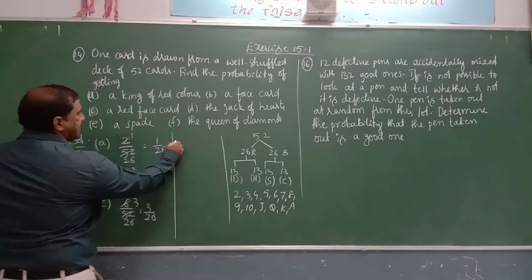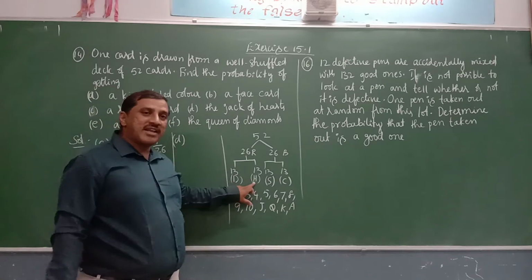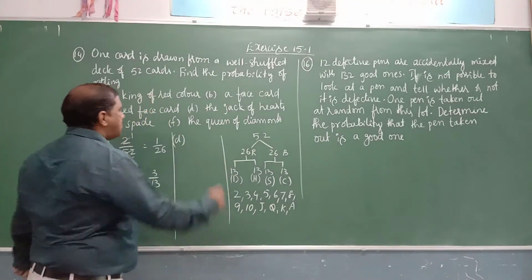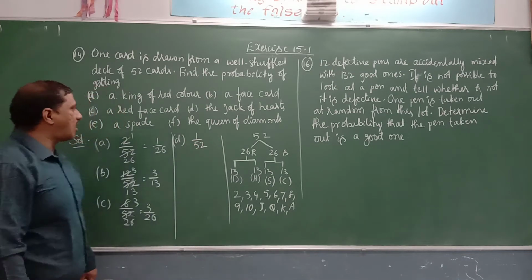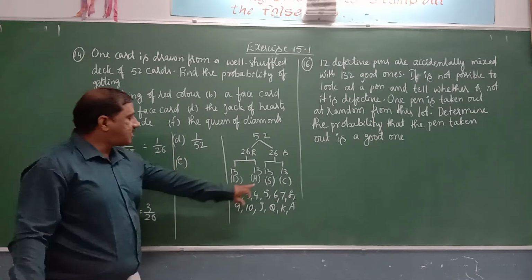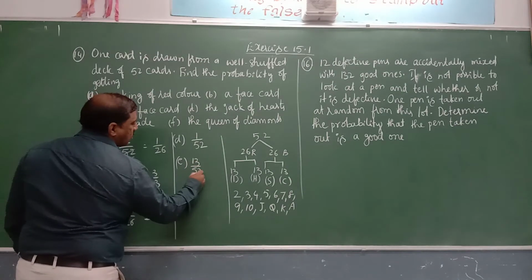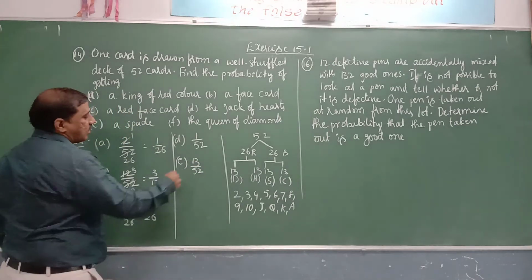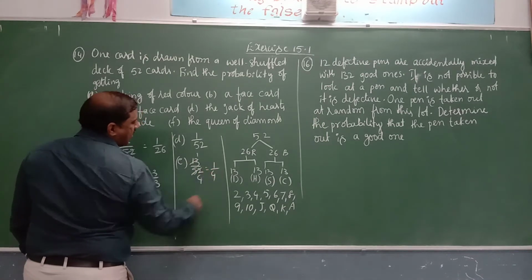Next, D. The jack of hearts. In hearts, how many jacks are there? Only 1 jack. Therefore, it is 1 divided by 52, as 52 are the total cards. Next, a spade. How many spades are there? 13 spades are there. Therefore, it is 13 by 52. 13 ones are 13, 13 fours are 52, which equals 1 by 4.